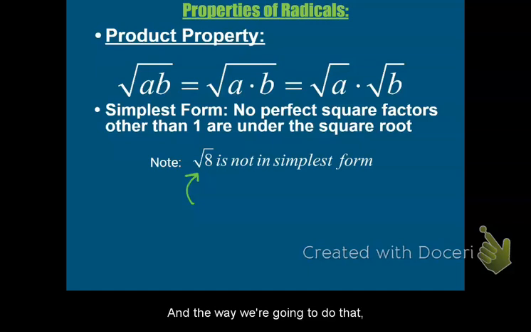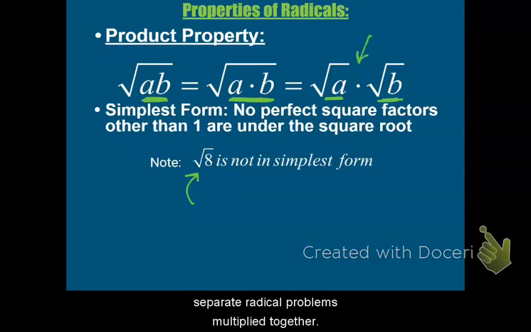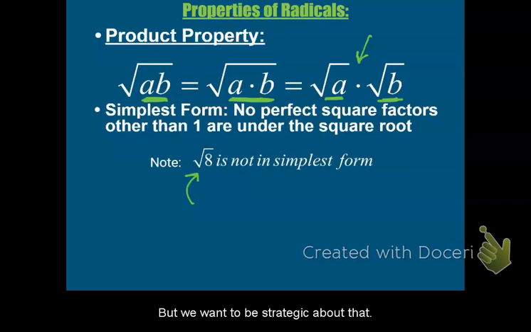And the way we're going to do that, this 8 is really, in this case, our AB. And what we want to do is try to break it down into some sort of product, and then break that into 2 separate radical problems multiplied together. But we want to be strategic about that.